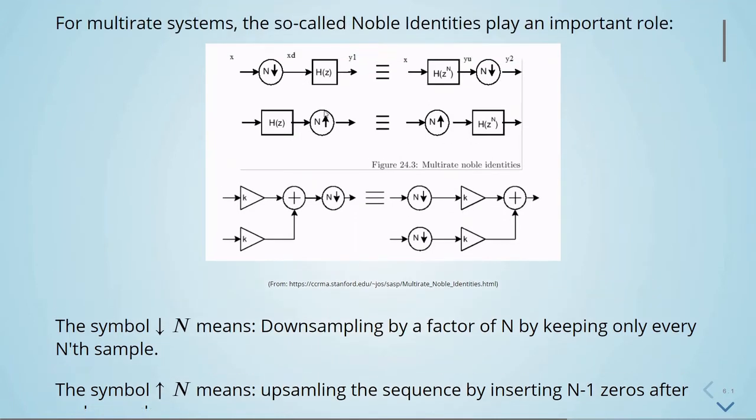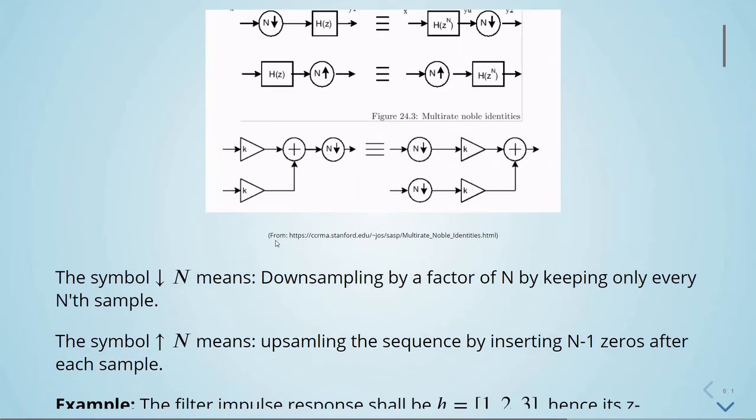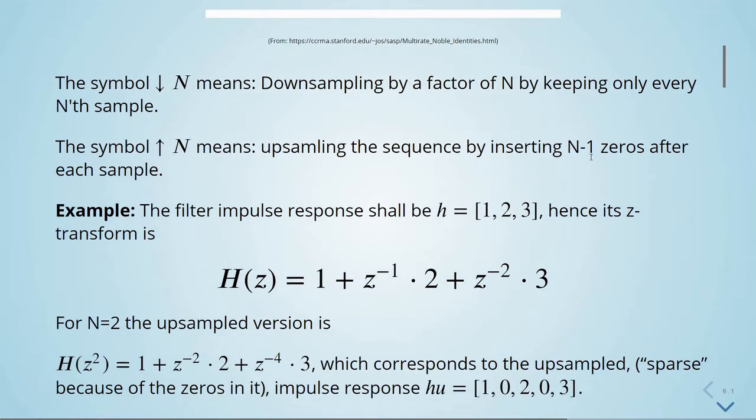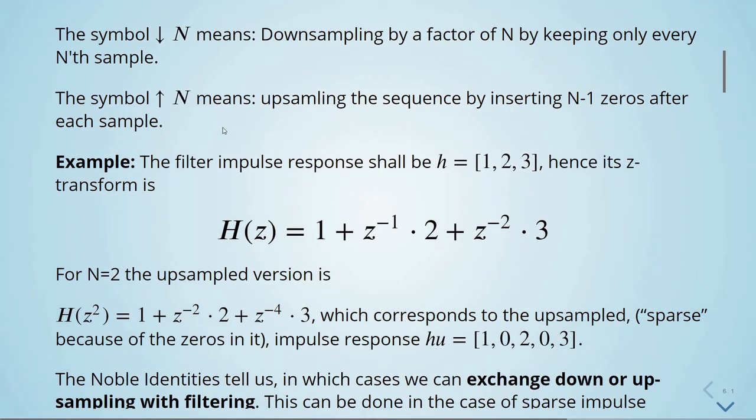And the symbol with the arrow pointing up means that we're upsampling the sequence by inserting n minus 1 zeros after each sample. So we can have an example if we have a filter impulse response given by this array here. So we have 1, 2, and 3.